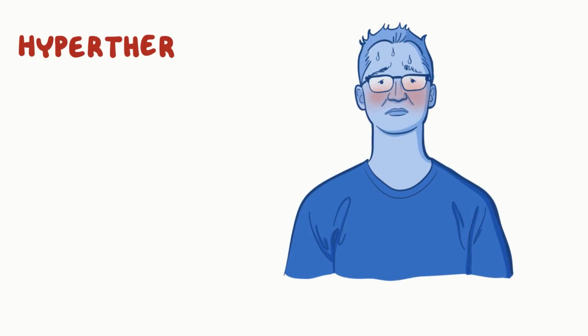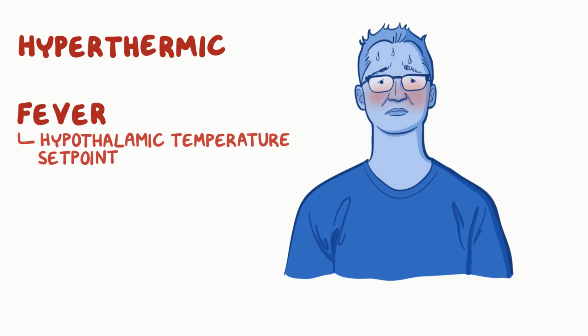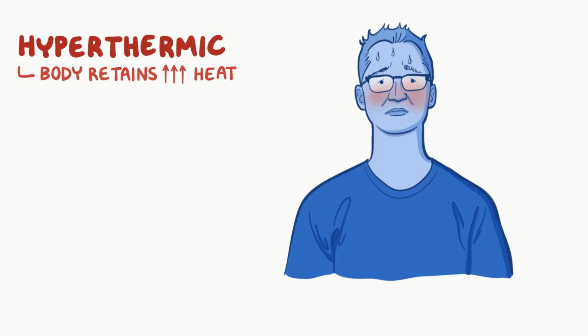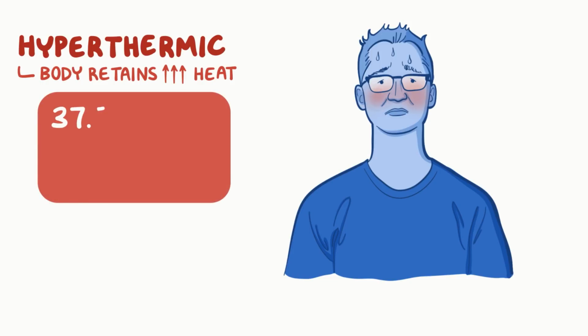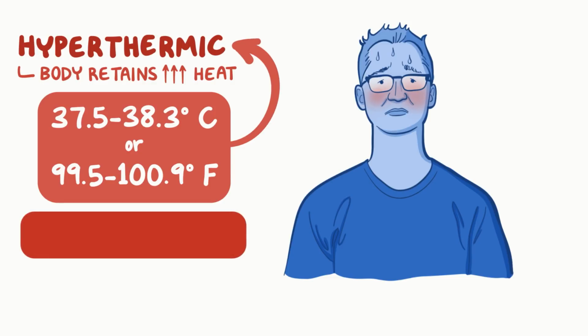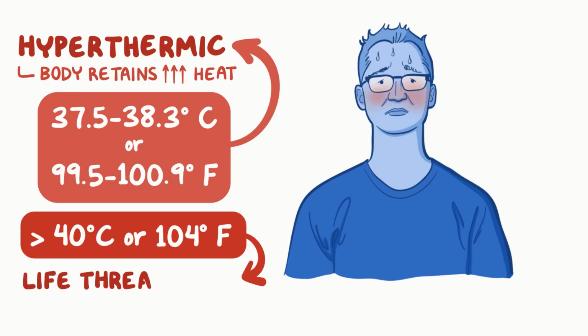Fred might be hyperthermic or feel feverish depending on the cause of his excess heat. Fever is when the body's hypothalamic temperature set point increases, often caused by infection, inflammation, or malignancy. Hyperthermia is when the body retains too much heat. A temperature between 37.5 and 38.3 degrees Celsius, or 99.5 and 100.9 degrees Fahrenheit, is classified as hyperthermic. A temperature above 40 degrees Celsius, or 104 degrees Fahrenheit, can be life-threatening.